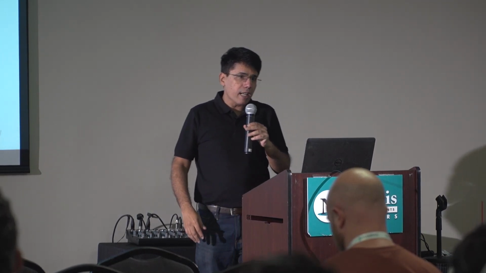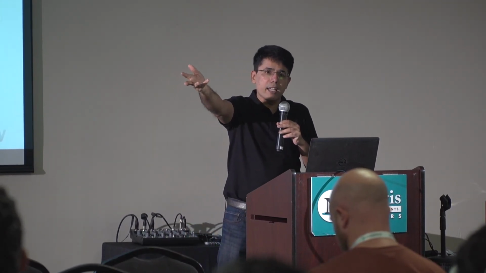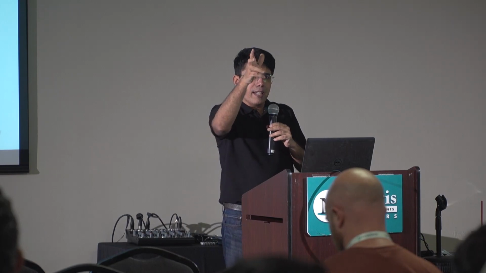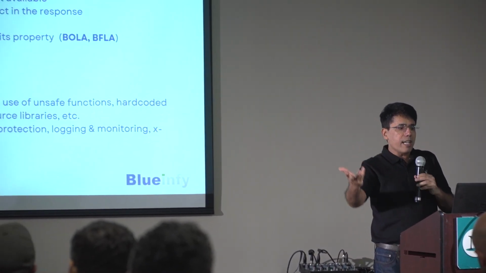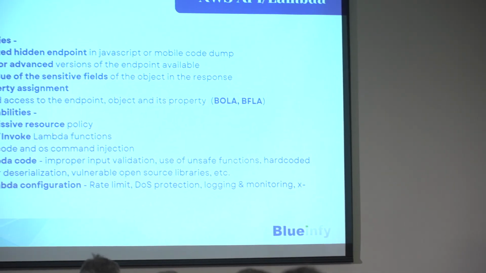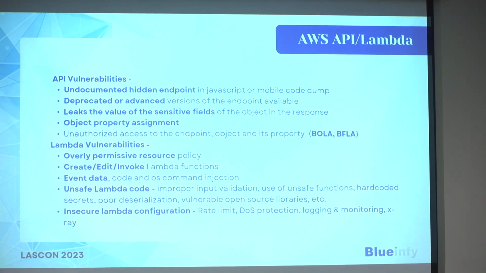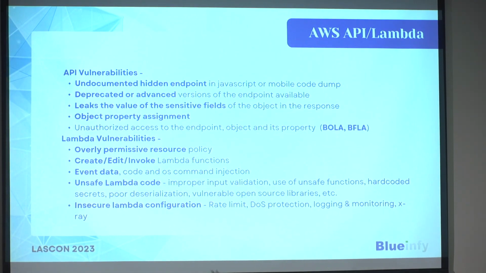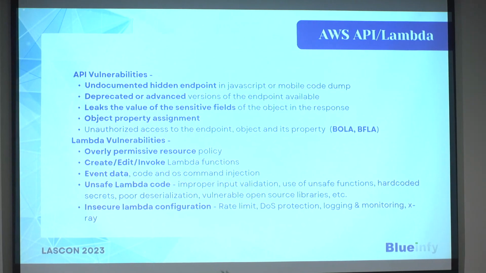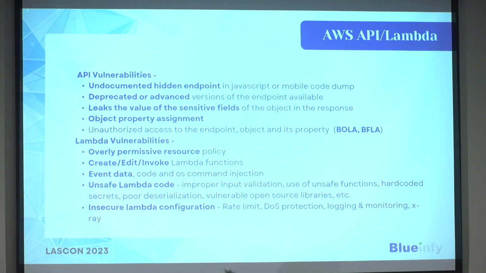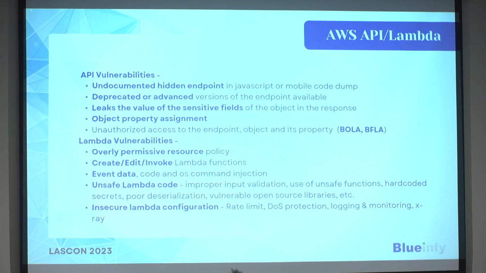Third would be event data. Basically, when the Lambda function is getting called and you pass data, if that data has any access to the outside, event data injection can be possible. Many times Lambda functions use some unsafe functions like OS commands, or they use pickle functions, which are highly sensitive. So if a Lambda function uses any unsafe code, then it can be vulnerable. And Lambda configuration like rate limit, DoS protections, logging and monitoring should be enabled. If it is off, then it can also be abused.